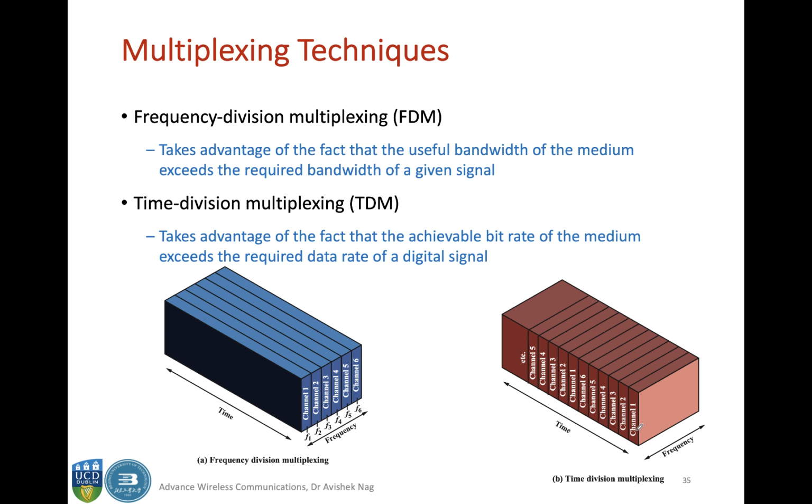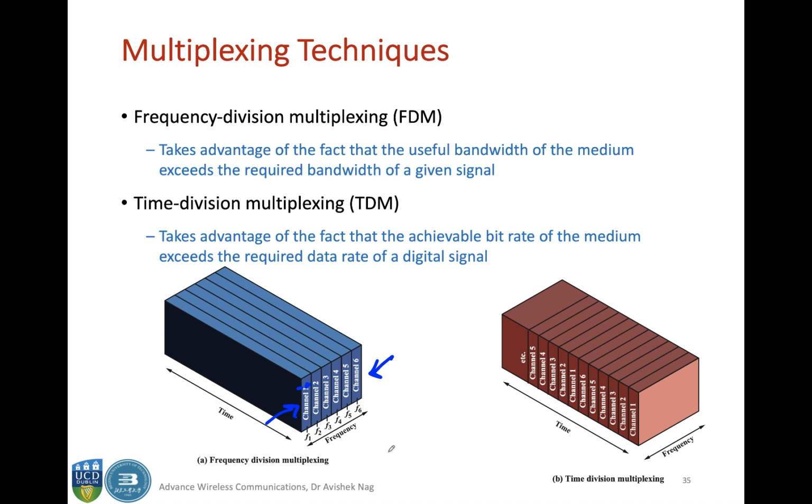The basic idea in frequency division multiplexing is that you are taking advantage of the fact that the useful bandwidth of the medium exceeds the required bandwidth of a signal. So you can have different channels at different frequencies, and you can send them together on the actual transmission medium, which has the total bandwidth given by the sum of the individual channel bandwidths.